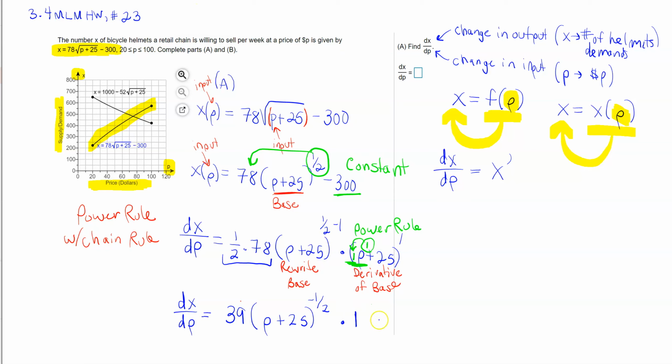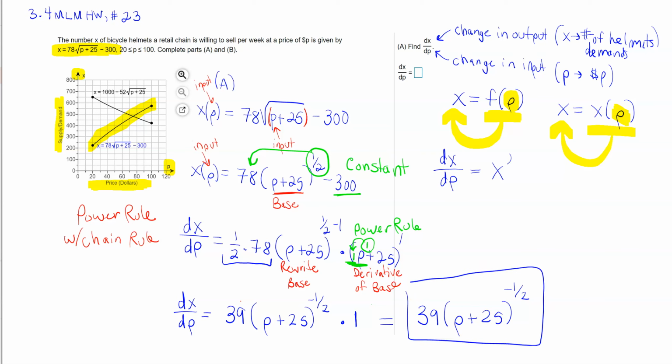Okay, so when I go to multiply all that together, my derivative comes out to be 39 times (p plus 25), that's my binomial base, to the negative 1/2 power. And you can stop here. You do not have to rewrite this derivative. You can just type it in.